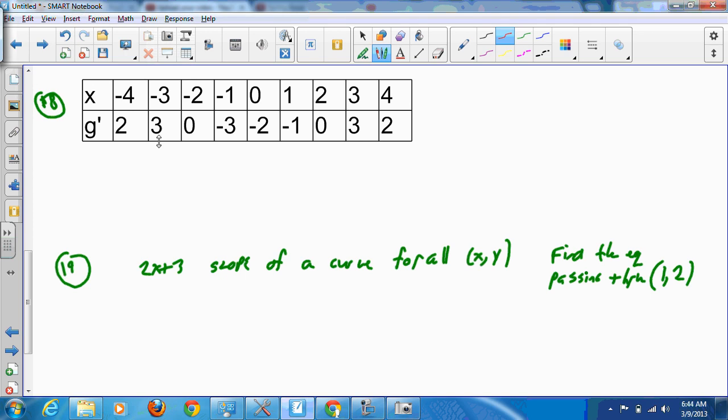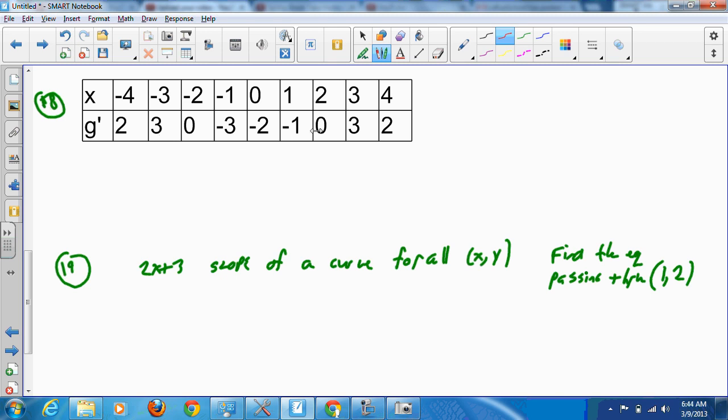Okay, let's start with number 18 here. They've given us a table, and they're telling us it's the derivative of some function g. So I'll put the table up here for you. It's saying that the function has two zeros. The selected values are given in the table, and it says g is decreasing on which of the following intervals.